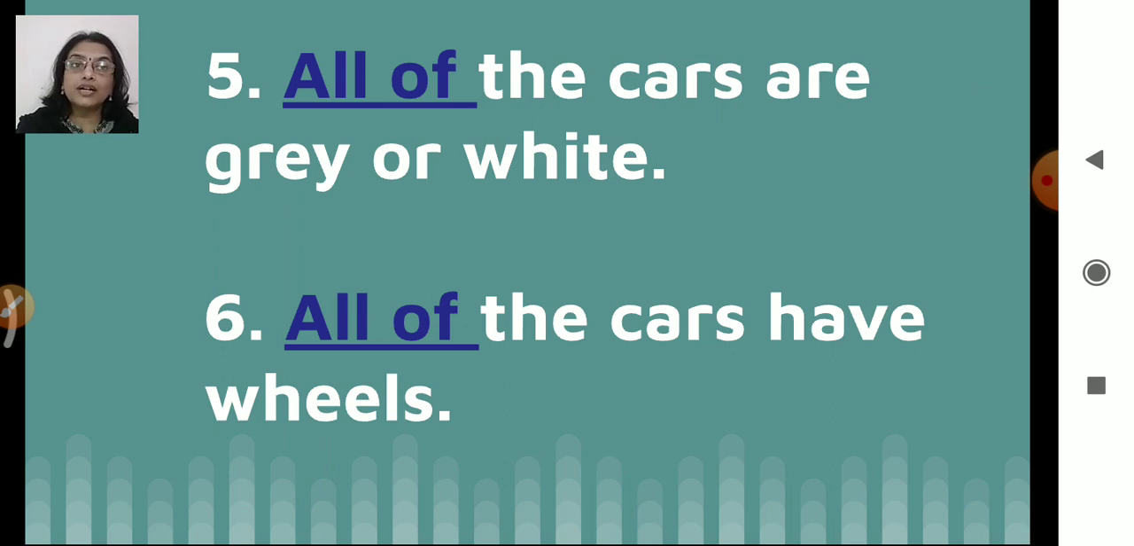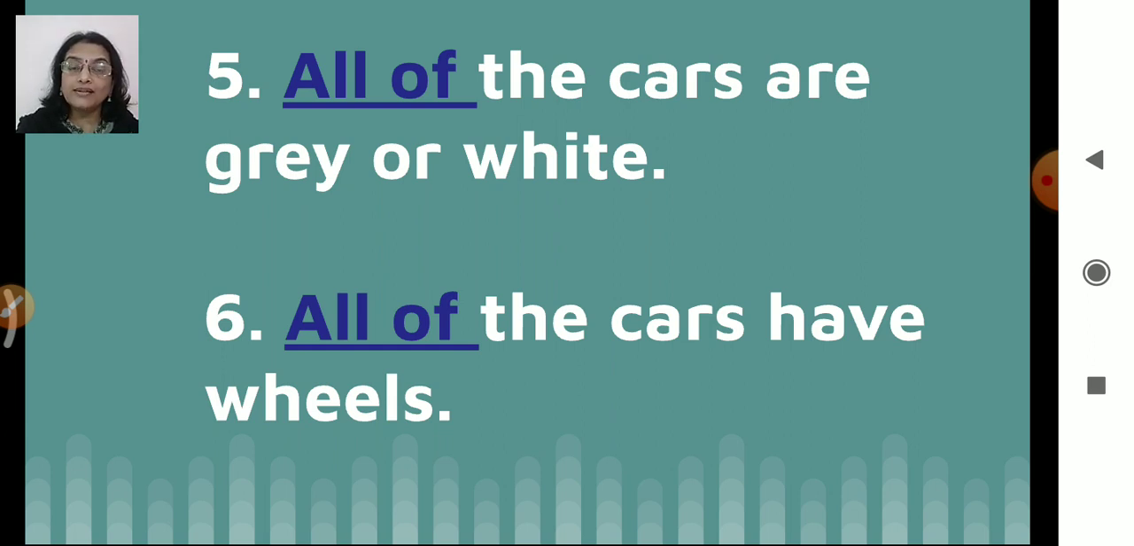All of the cars are grey or white. Yes. So the picture we can see. Again, check, children, in your book. Yes. Is there any other color other than grey or white? No. Right? So our answer is all of the cars are grey or white.